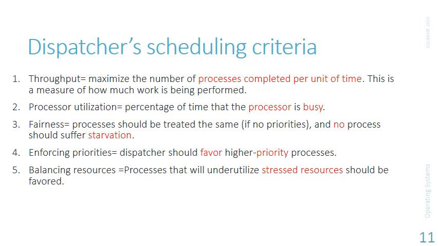Right? Another criteria could be, again, if a bunch of processes are ready and most of them want to use a resource that is already being used, it wouldn't make any sense to just pick one of the processes to get them into the running state for them to be blocked the very next tick because the resource is still not available. So maybe the processes that are not looking to use resources or underutilize some stressed resources should be favored.